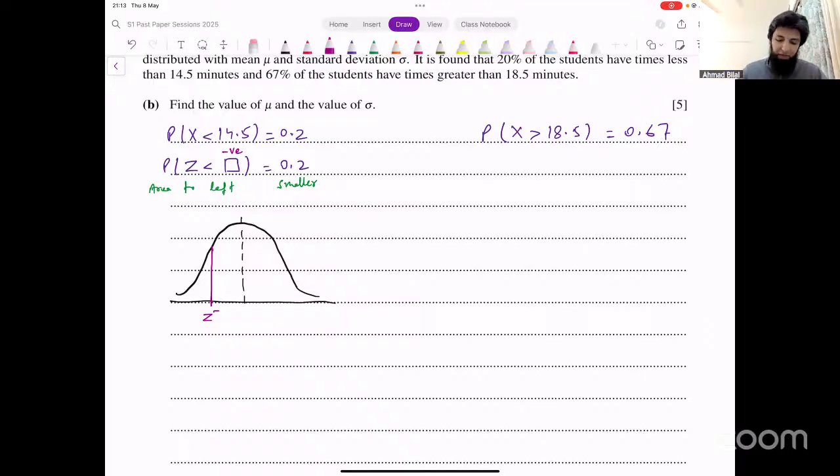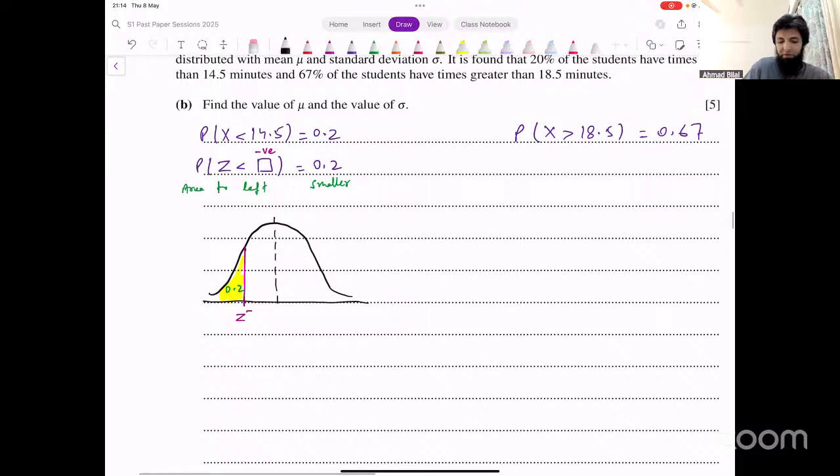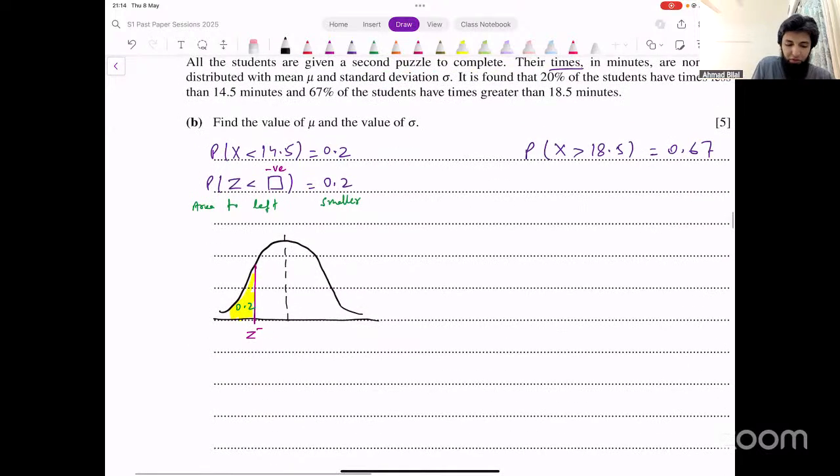And we are given that this area on the left side, how much is that? This is 0.2. Now, is this the standard form that we can use the table for? No. For using the table, we need this form, z less than a positive number. It's not that form. Okay? It's z less than a negative number. So that does not work.